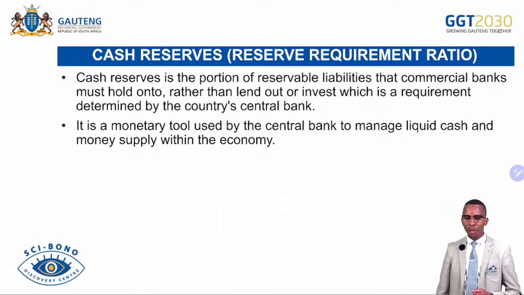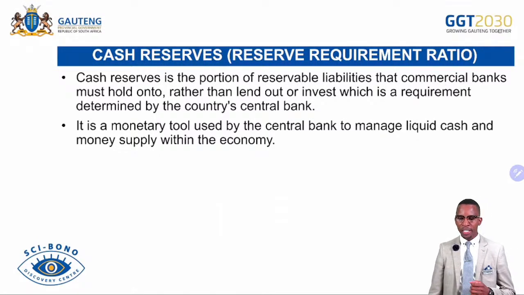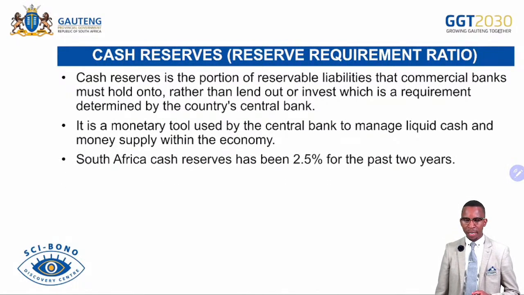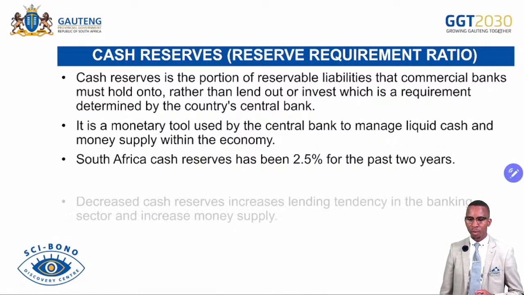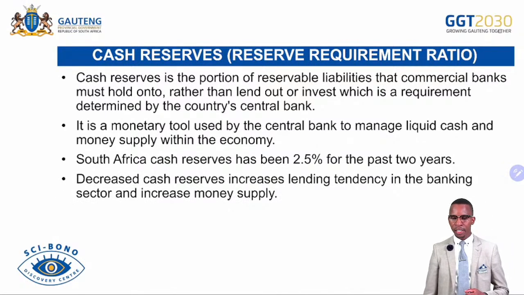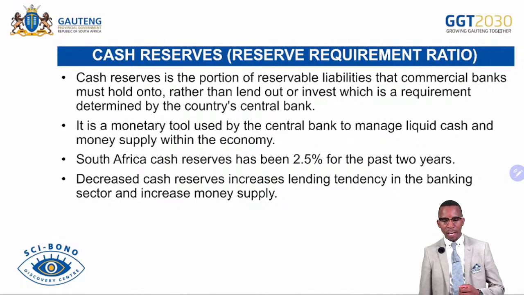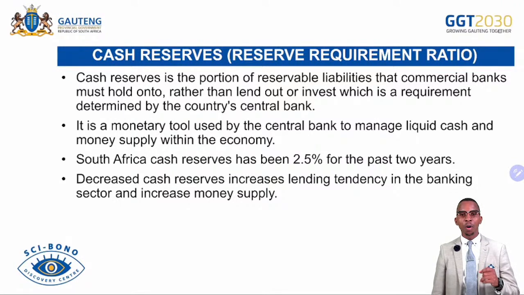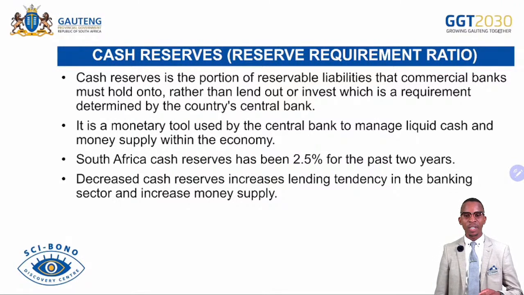It is the monetary policy tool used by the central bank to manage liquid cash and money supply within the economy. The South African Reserve Bank has 2.5% of what we call the cash reserve. It's been there over the past 2 years, consistent even over the past years. A decreased cash reserve increases the lending tendency in the banking sector and increases money supply. If cash reserves are reduced, what happens? The commercial banks will have more money to give out as credit.